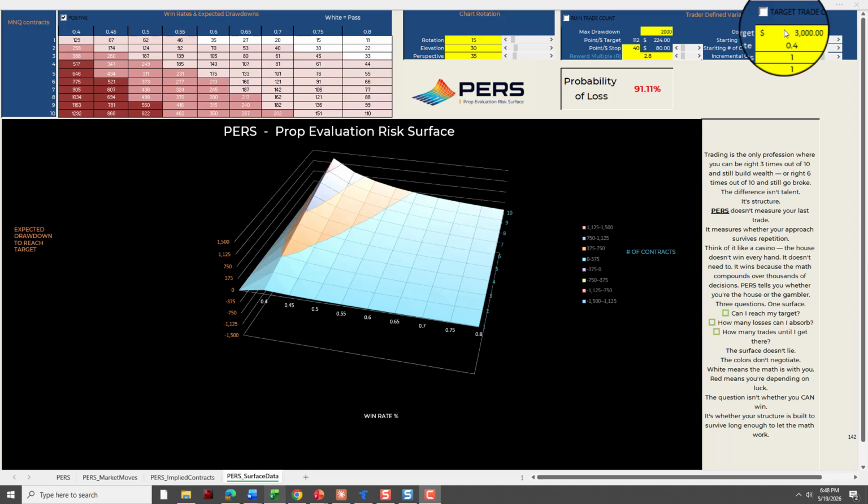Let's assume you've passed the evaluation. You are a funded trader now, and maybe you've even got a couple of payouts. But you want to know roughly how many trades I have to take, if I stay consistent, and that's the key to this game, based on my winning percentage and the number of contracts I'm comfortable trading, to reach that profit target.